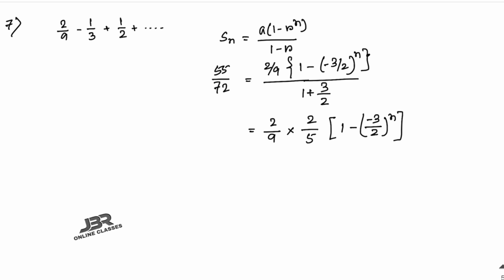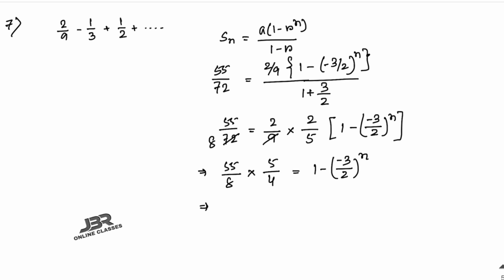So here 55 by 72, write down, 9 cancels out with this one, it's 8. So 55 by 8 into 5 by 4, that one equal to 1 minus minus 3 by 2 whole to the power n. So just multiply it and then solve it, then you will get here minus 243 by 32.